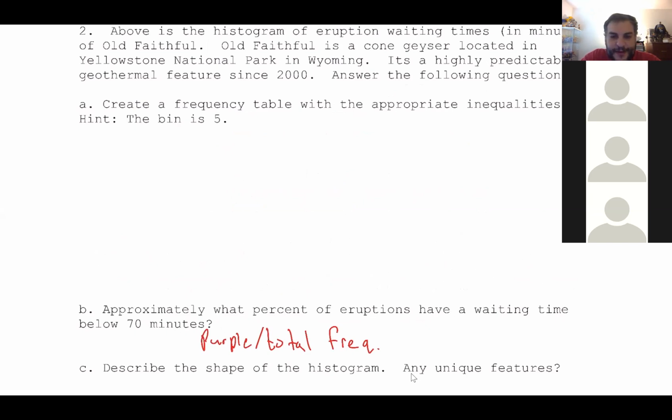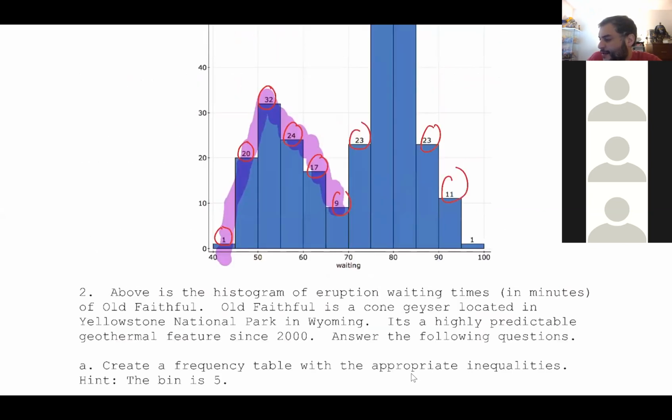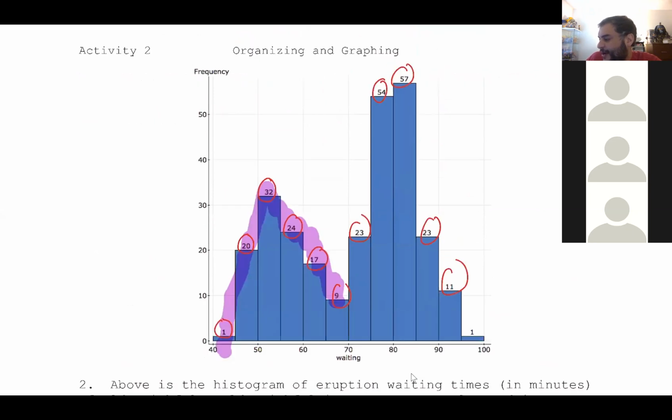Okay. The total number is all of them added up together, divided by the purple? Correct. So the total will be you get all of these numbers plus all of these numbers. Okay. All right.